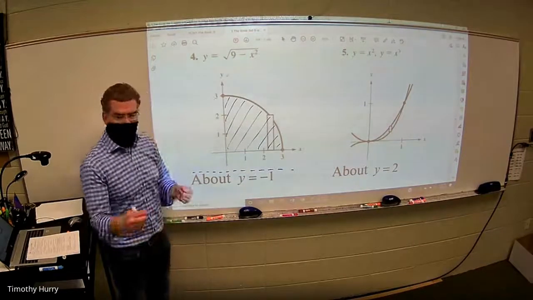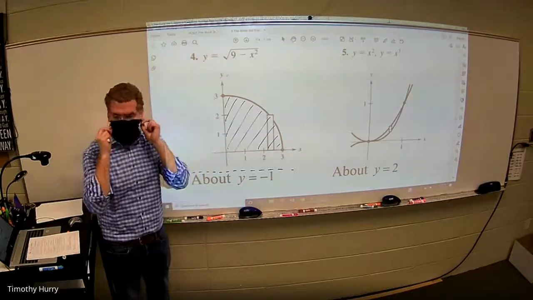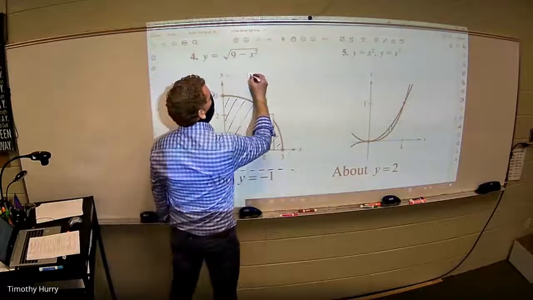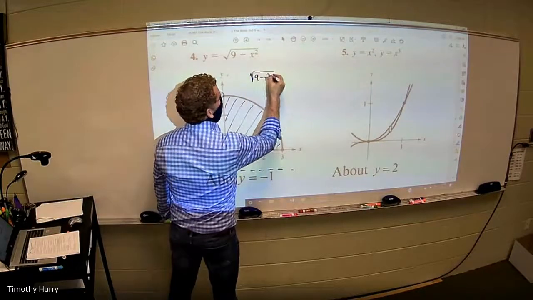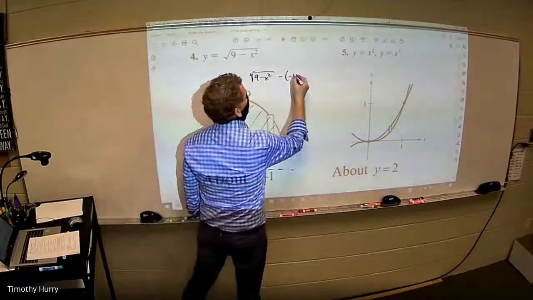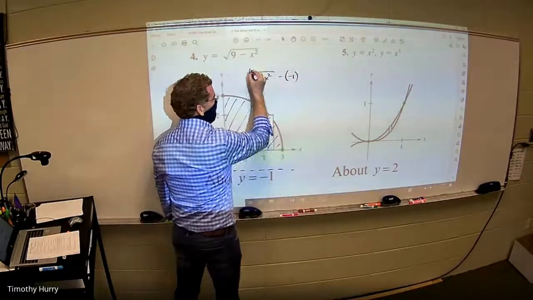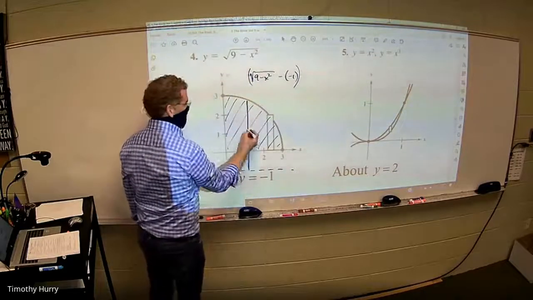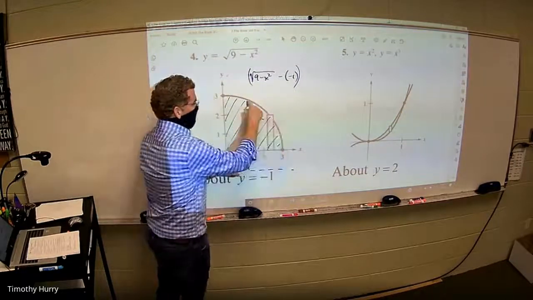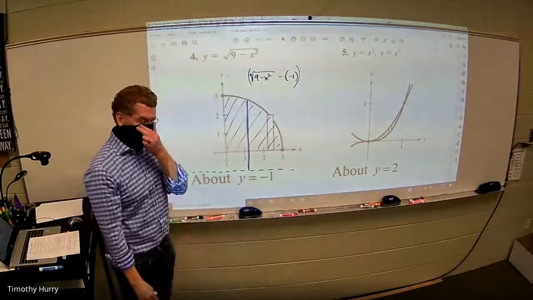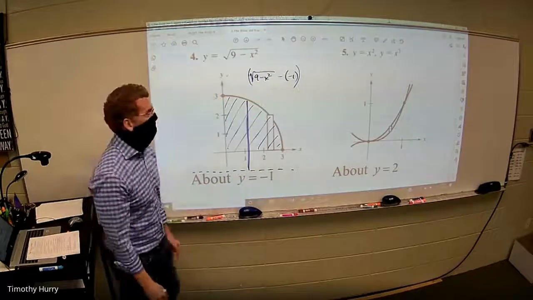So help me out. How do I do the first cross-sectional area? And the top is, so 9 minus x squared minus what? -1. Function minus axis, that's your radius. So that gives me that length right there. Now that length is changing as x changes, but we're not worried about that. The integral does that. Now what?